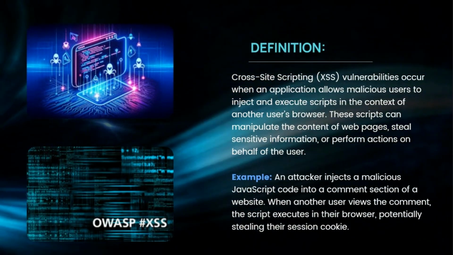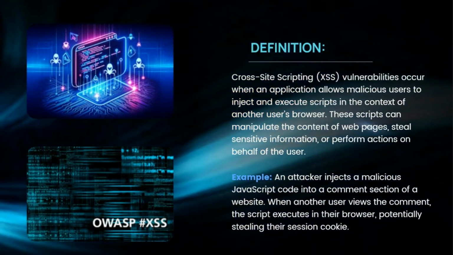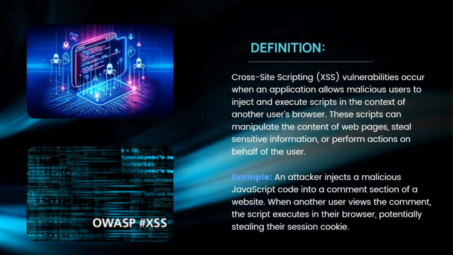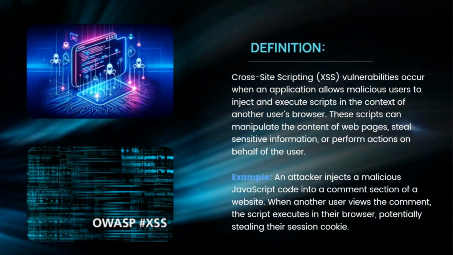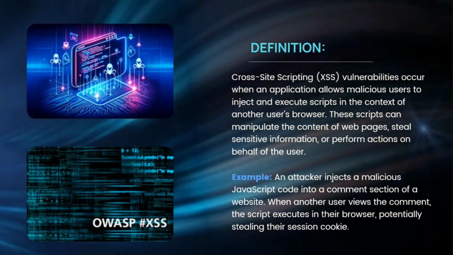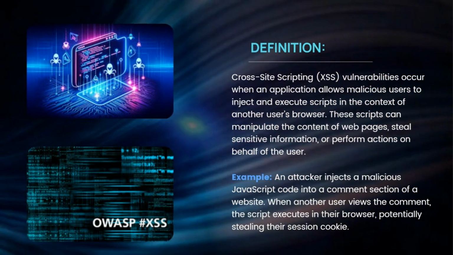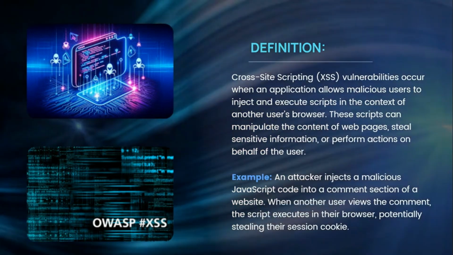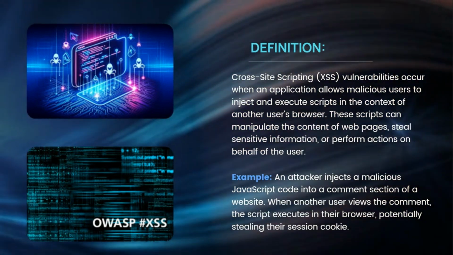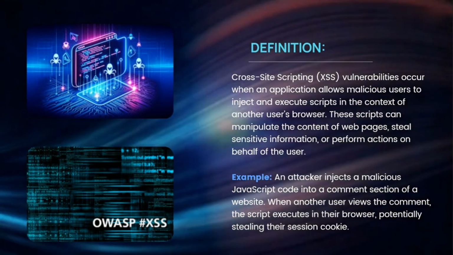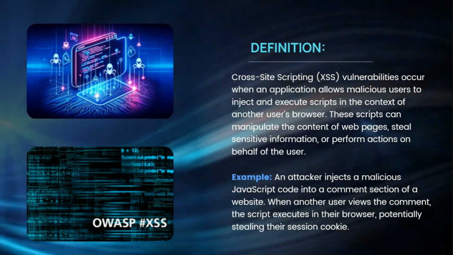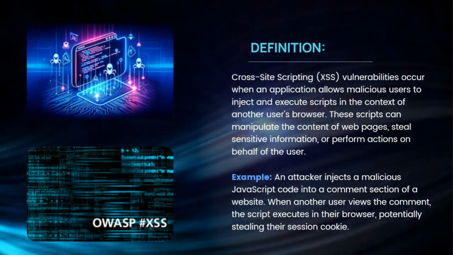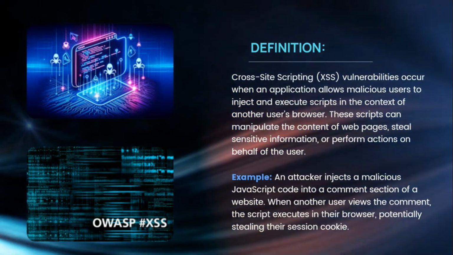Definition: Cross-site scripting, XSS, vulnerabilities occur when an application allows malicious users to inject and execute scripts in the context of another user's browser. These scripts can manipulate the content of web pages, steal sensitive information, or perform actions on behalf of the user. Example: an attacker injects malicious JavaScript code into a comment section of a website. When another user views the comment, the script executes in their browser, potentially stealing their session cookie.